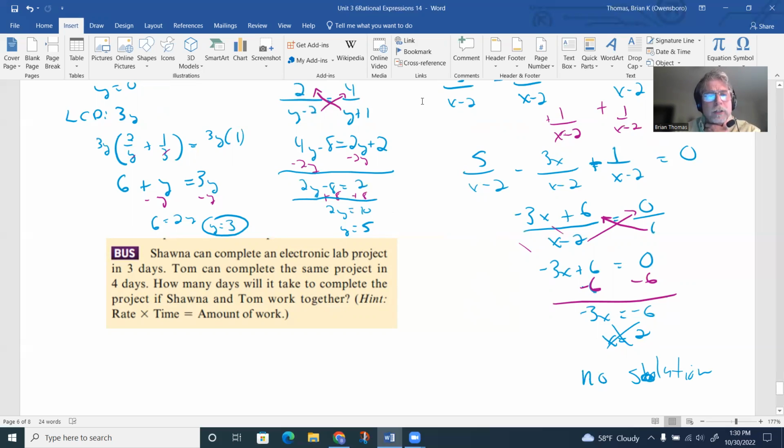So lastly, let's see if we can put together a word problem.